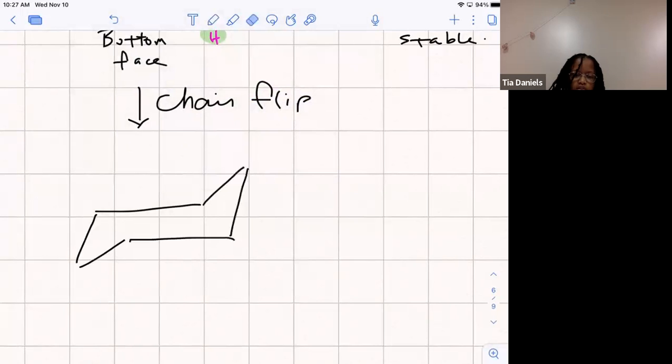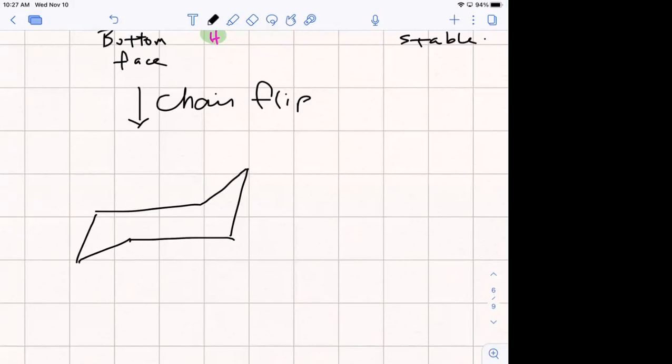Dr. Russell, I have a question. Go ahead. I'm having a hard time understanding the 1-3 diaxial relationship. Oh, we haven't got to that yet, but I'm going to explain it. I'm just showing now just the conformation part. And then when we put a substituent on, we'll talk about the diaxial stuff.